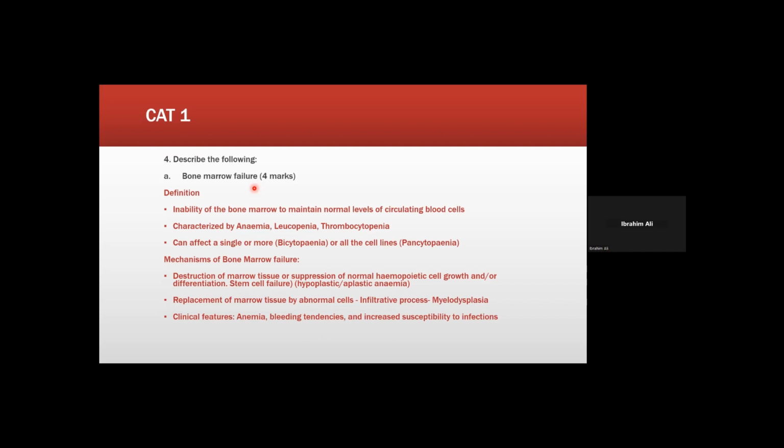Yes, you define what it is, how it is investigated, how it comes about, and then what causes it. If you put that in 4, I think you can get your 4 marks easily. So bone marrow failure is the inability of bone marrow to maintain the normal level of circulating blood. What I meant is that bone marrow is where hematopoiesis takes place, where the RBCs, WBCs, platelets, lymphocytes, and the rest are made.